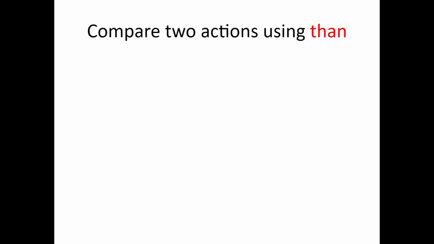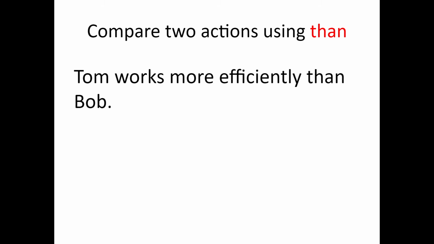Now, you can compare two actions using than. Tom works more efficiently than Bob. Now notice after the than, we don't need to repeat the verb again. We can just say Bob. Just the noun is fine. So Tom works more efficiently than Bob.